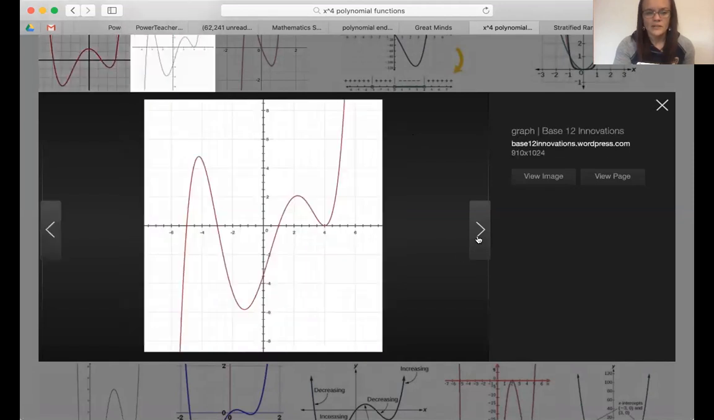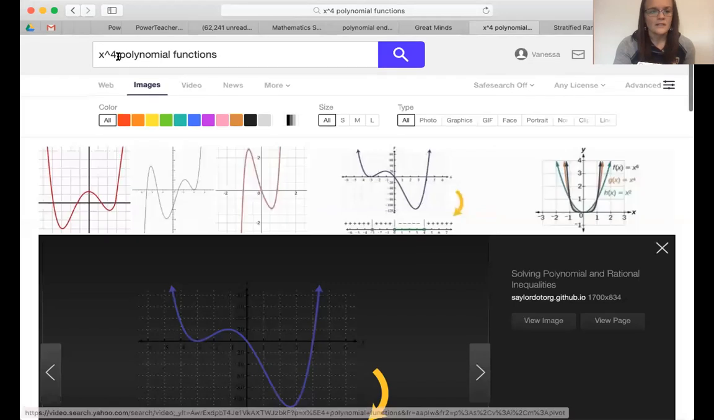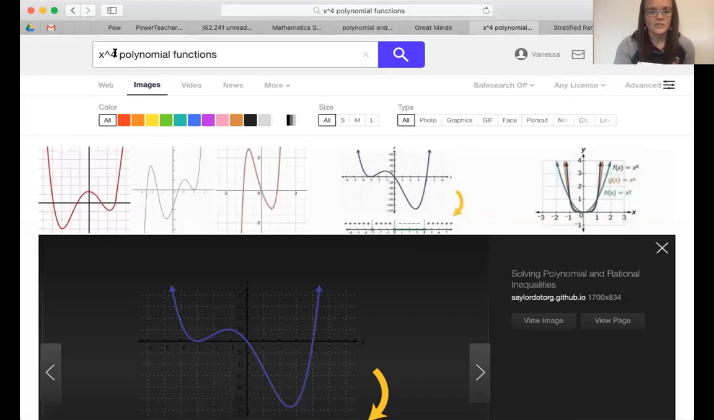If we keep looking here, there's an x to the 4th. We start here, we loop, loop, loop, and we come back to the top. So an x to the 4th has a W shape to it. All right, let's take a look at what x to the 6th is going to look like. We'll draw this in our graphs in a second.